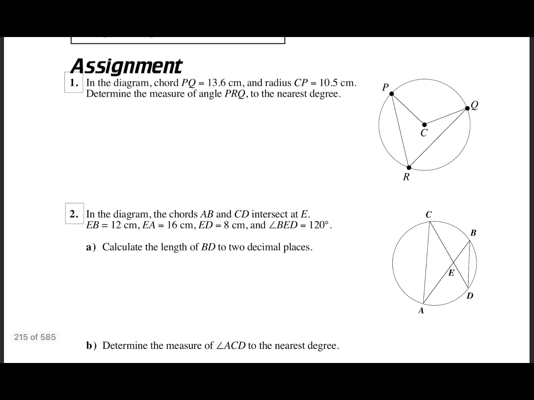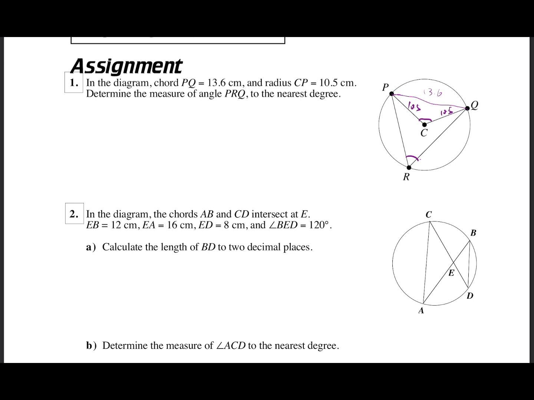For the first one, we first draw a line for PQ. This chord is 13.6, and we know the radius is 10.5. First we find the angle PCQ, because the measure of the central angle is twice the measure of the inscribed angle. So angle C is twice the measure of angle R.